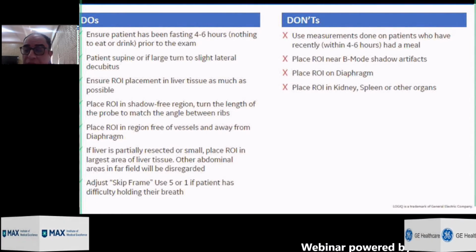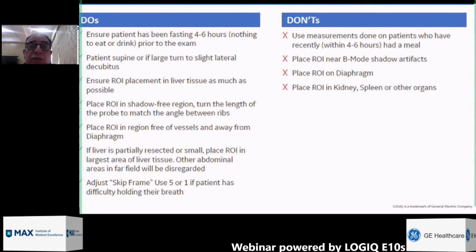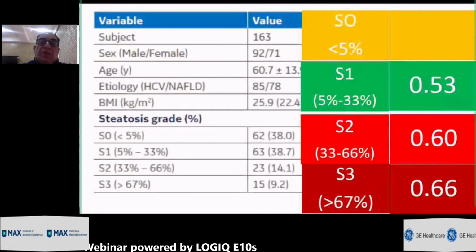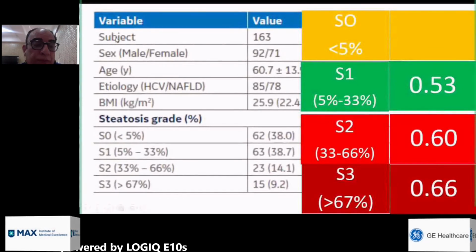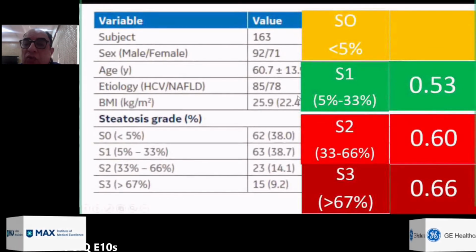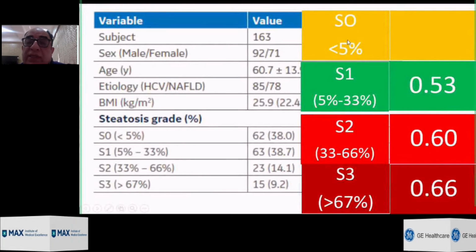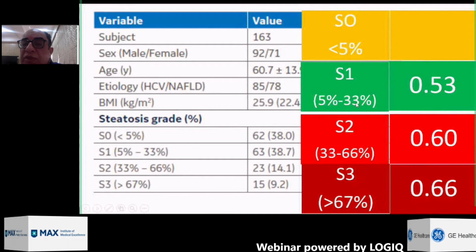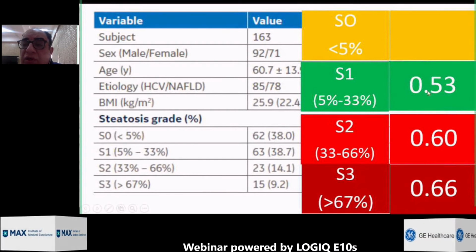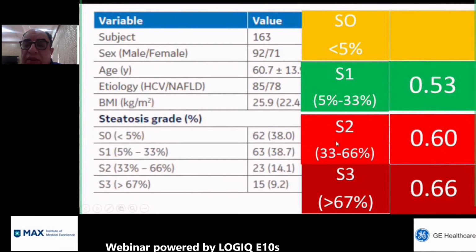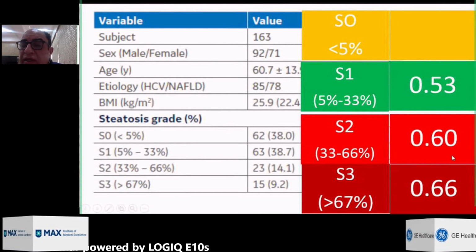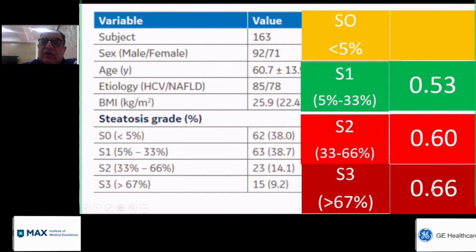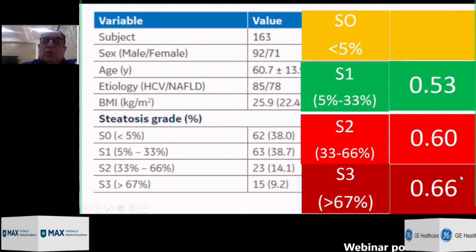And you heard in the previous talk that if there's a very high content of fat, then your shear wave velocities may just be a little warped. Now I've made a little cartoon for easy understanding. S0 is less than 5% fat in the hepatocytes. S1 is 5 to 33%, and the attenuation coefficient is 0.53. S2 is 33 to 66%, and the attenuation coefficient is 0.6. S3 is more than 67% fat in the hepatocytes and 0.66.